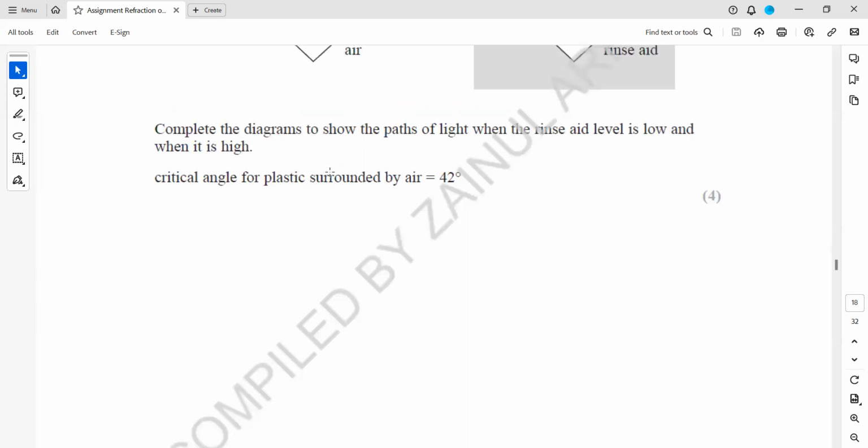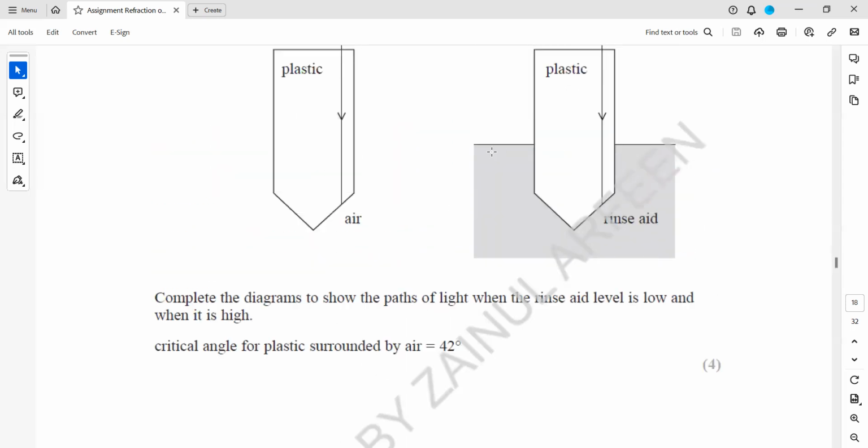Complete the diagram to show the path of the light when the rinse level is low. The critical angle for the plastic surround, as you can see here, is 42. So when we draw the normal and you measure this angle, it will be more than 42. So the light will undergo total reflection.